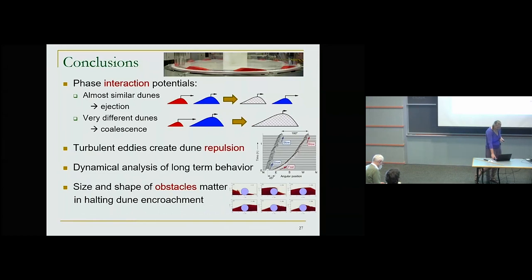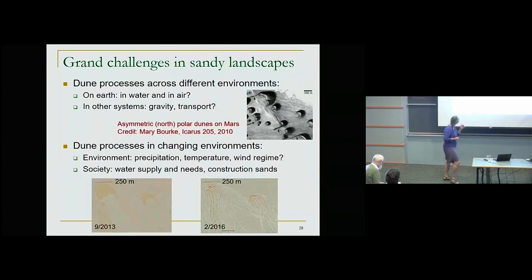I do want to put this slide up there, because dune processes happen in different environments. I mentioned our experiments in water, but they also happen in air, and also in other systems. On Mars, for example, we have dunes of very different shapes. We may have different sediment processes that create different bedforms. So it's just essential to think about this.